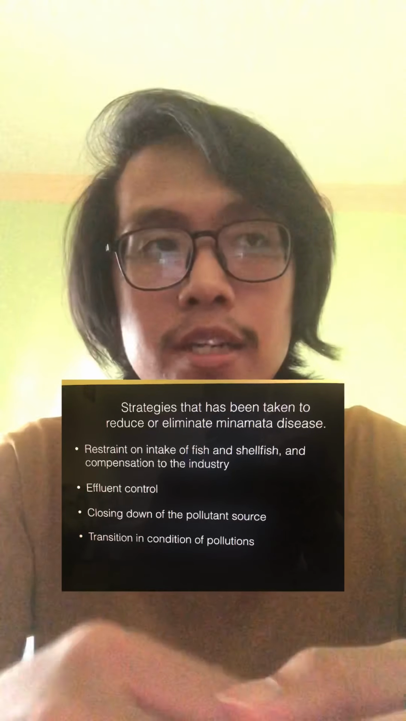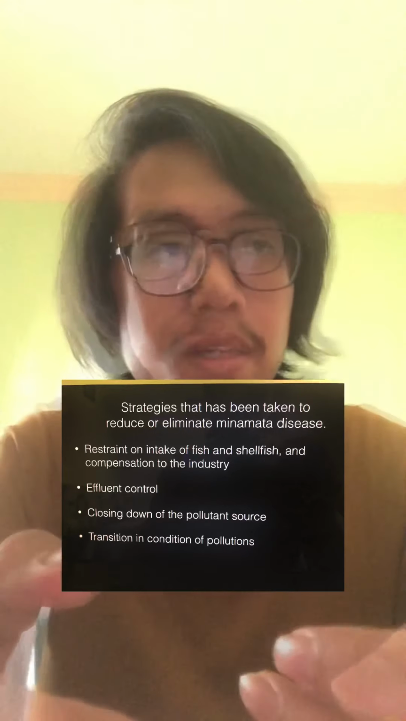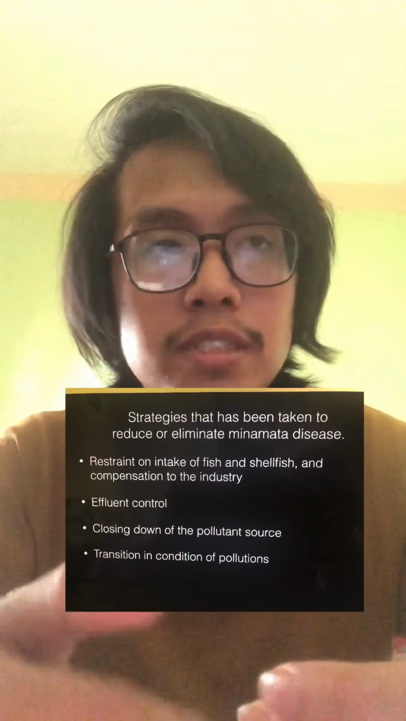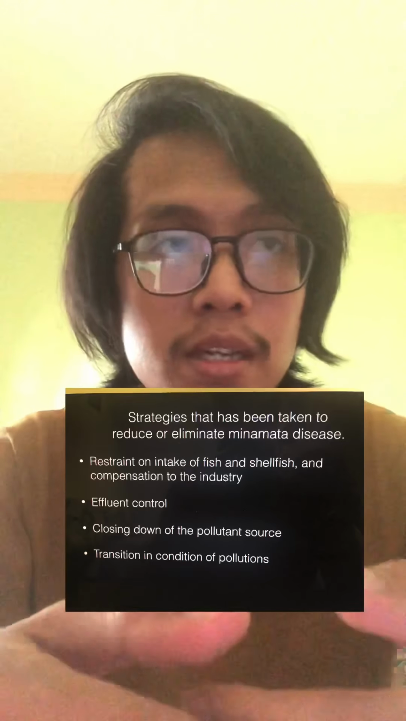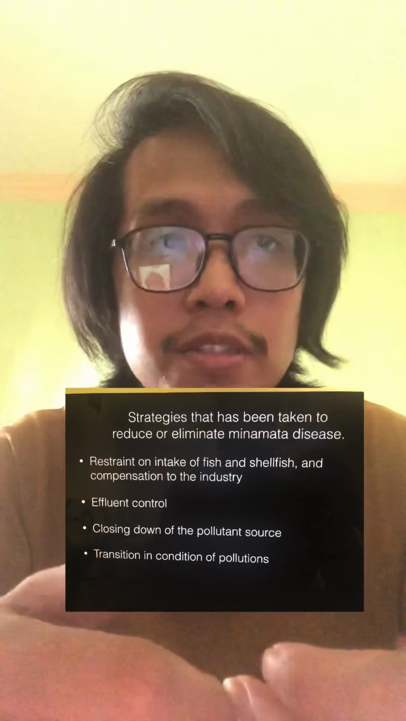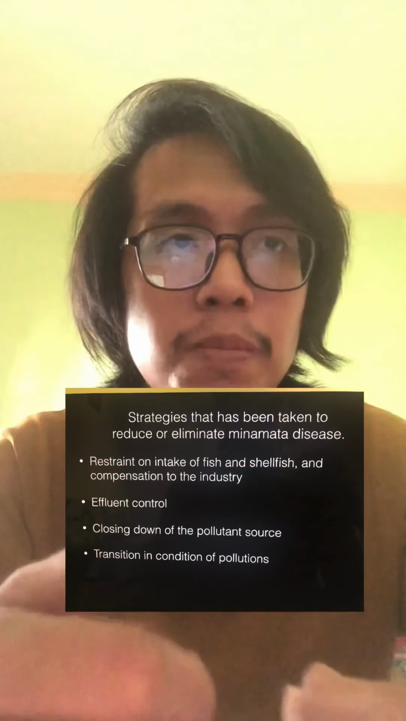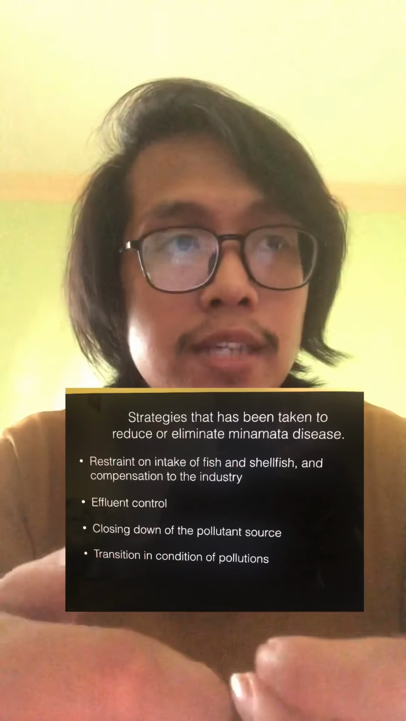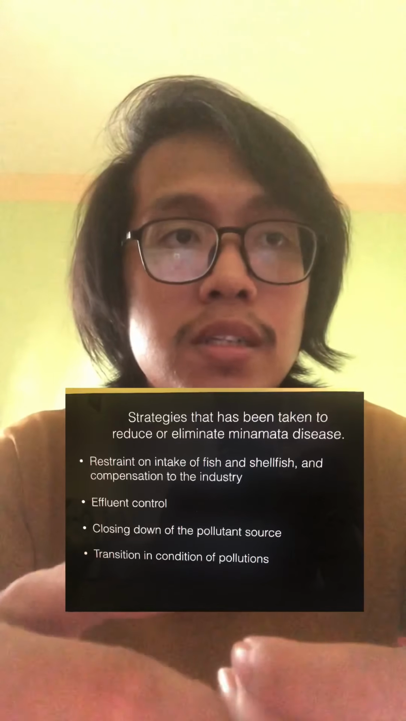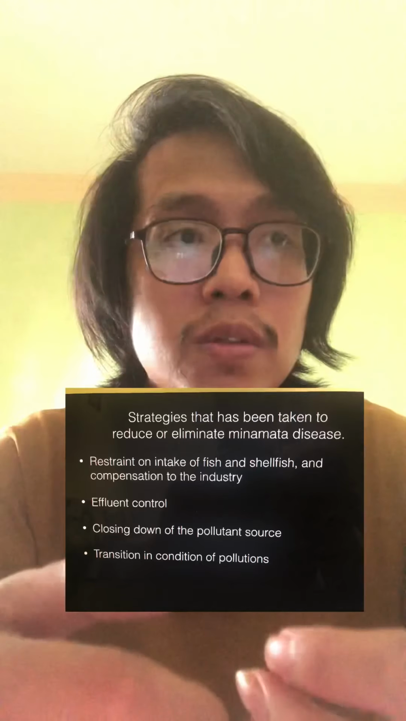For the first one, restraint on intake of fish and shellfish and compensation to the industry. The area around Minamata Bay in 1956, when it became clear that intake of fish and shellfish might be the cause of the disease, the control of intake of fish and shellfish taken from Minamata Bay and shellfish strain work by the fishing cooperative were started by guidance of Kumamoto Prefecture. This guidance had lasted with some interruptions until early in October 1997, when the fishing nets in Minamata Bay were completely removed. Second one is effluent control.